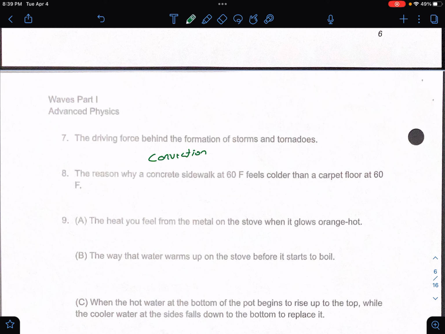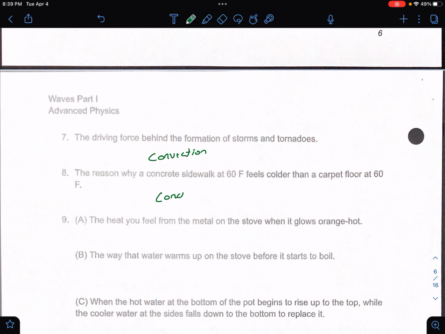Number 8, the reason why concrete sidewalk at 60 feels colder than carpet floor at 60. So again, this is about touch, so this will be conduction.